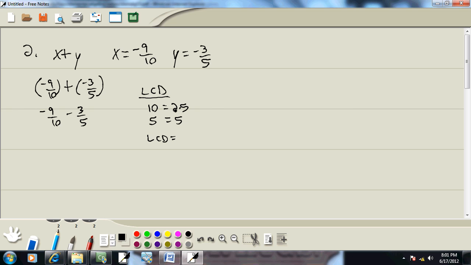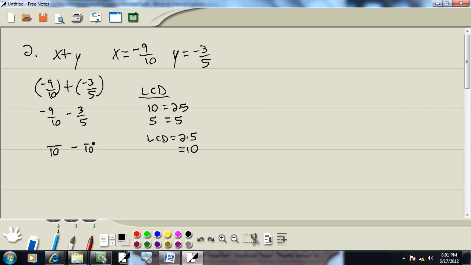Now you look at each prime, the 2 first, and we're looking for the greatest number of 2's in any single line. There's 1 here, none here, so the greatest number of 2's in any single line is 1. Then I go to the 5. I'm looking for the greatest number of 5's in any single line. There's 1 here, so the greatest number of 5's in any single line is 1. So 2 times 5 would give us 10 for a common denominator.